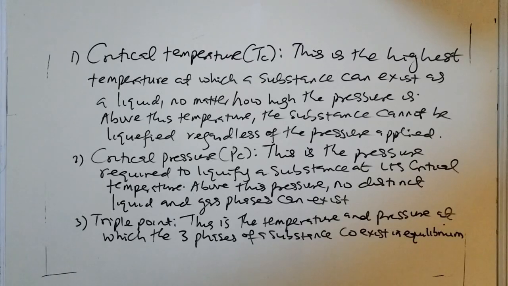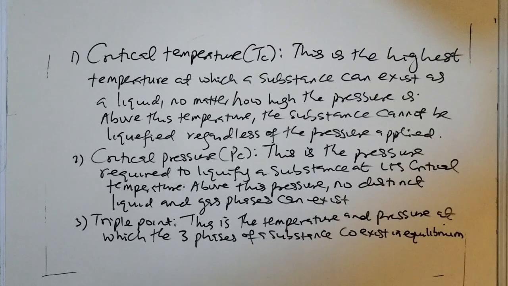The first is called the critical temperature, TC. So what is critical temperature? It is the highest temperature at which a substance can exist as a liquid, no matter how high the pressure is. Above this temperature, the substance cannot be liquefied, regardless of the pressure applied. So above the critical temperature, the vapor cannot turn to liquid, no matter how high the pressure applied is.